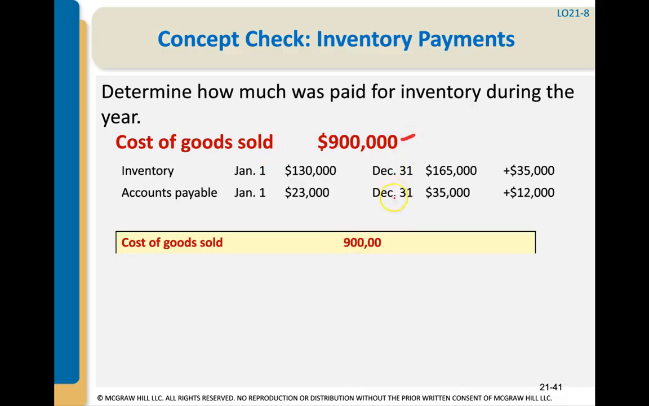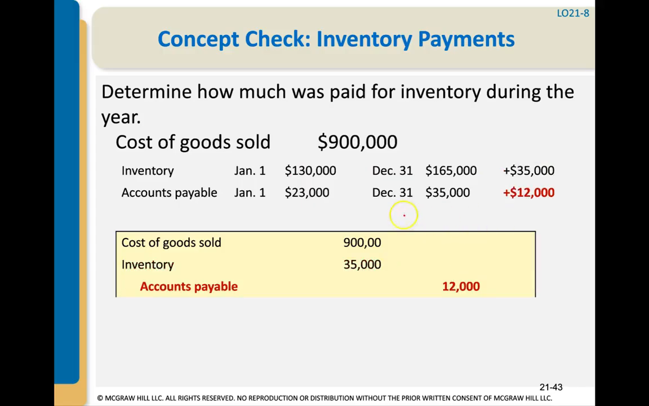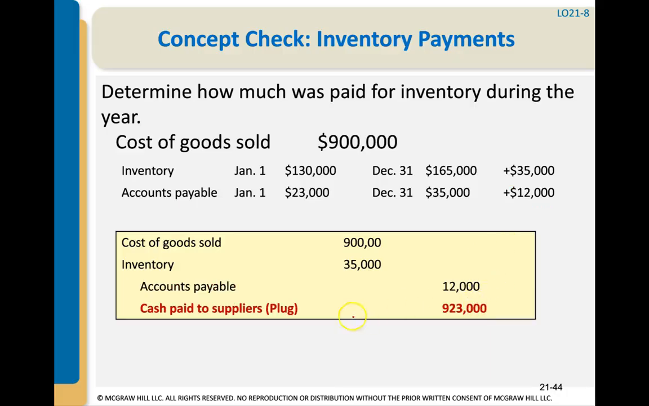Our cost of goods sold is 900,000, so we have a debit for 900,000. Our inventory increased by 35,000. It increased, an asset, as a debit, so we're going to debit inventory for 35. Our accounts payable is a liability and increased, which means we credit accounts payable for 12,000, and then we credit cash, which is a plug to make the journal entry work, and that's going to be equal to our cash paid to suppliers.